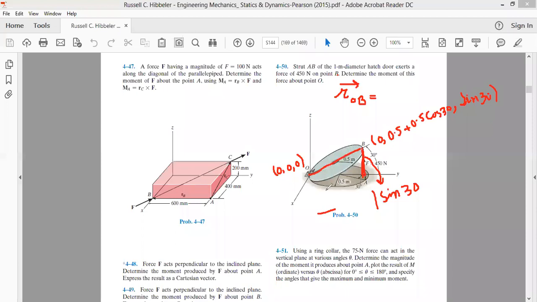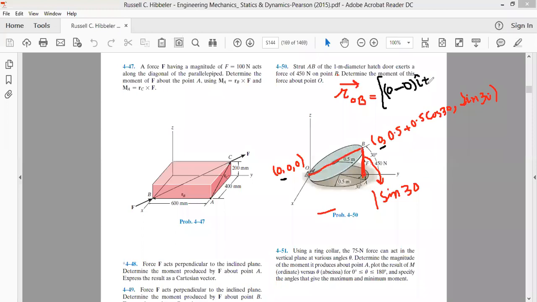Point O is having x, y, and z coordinates as 0, 0, 0. And point B is having x, y, and z coordinates as given. Now, going ahead, how do we write the vector R OB? This vector R OB will be equal to x coordinate of B minus x coordinate of O. Here the x coordinate is 0, and here the x coordinate is 0. Therefore, it will be 0 minus 0 I cap.